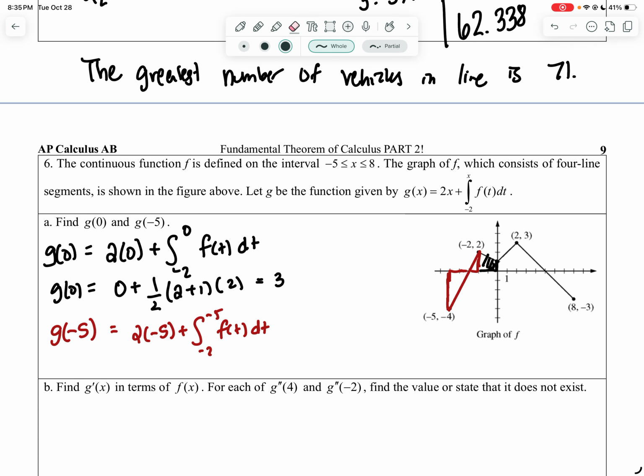Now, I am going to do a little switcheroo here. That's going to be a minus, and then this is going to be a 5. It's going to be a 2. And then we are going to see what that area is. Oh, this is not going to be fun.